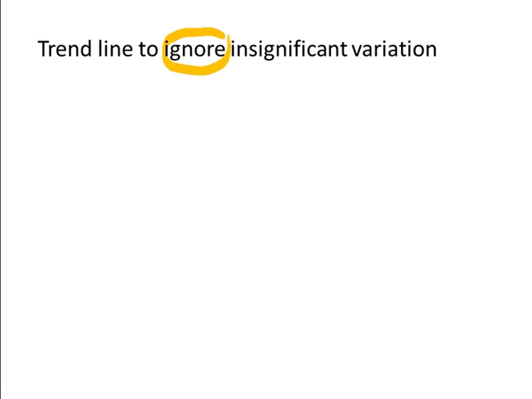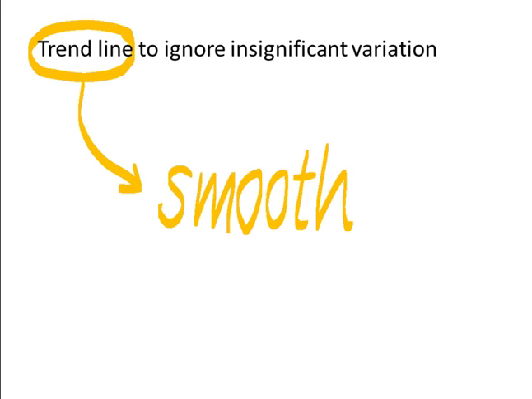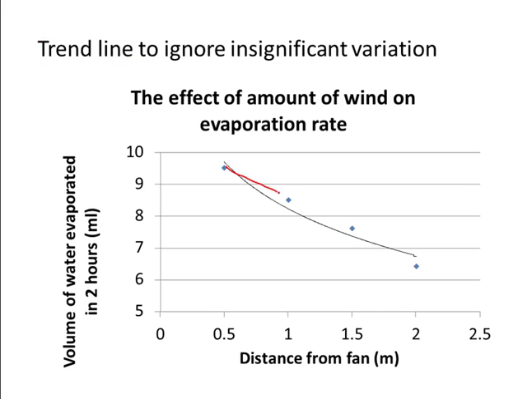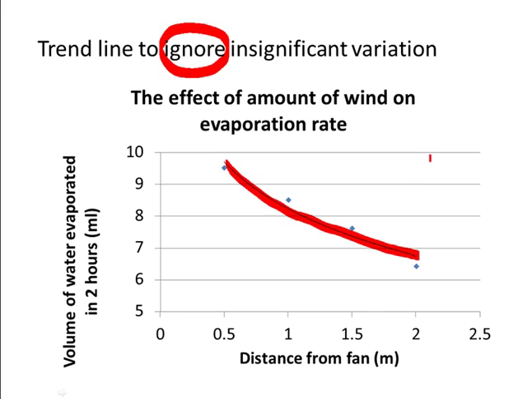Another way that we ignore insignificant variation is that when we plot our data in a graph, we draw a trend line, and the trend line gives a smooth relationship between data points. And so that predicts the pattern that nature has, because nature tends to have smooth relationships between variables. And so we mustn't go dot to dot to dot when we're plotting a graph, because that's drawing attention to experimental error rather than ignoring experimental error, ignoring insignificant variation.